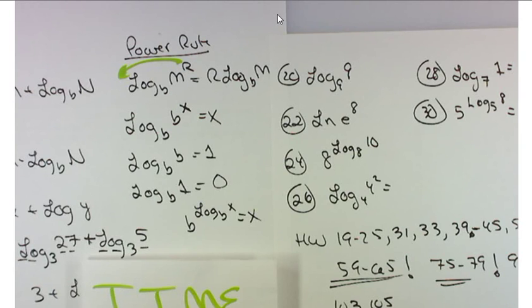Okay, ln of e needs to be simplified. That one's good. That one's good. That one's good. That's good. Ln of e needs to be simplified. Let's see if we can figure it out. It might help you out to write it as log base e.